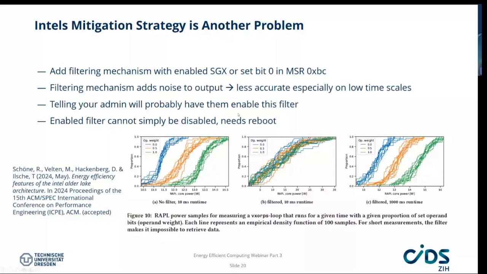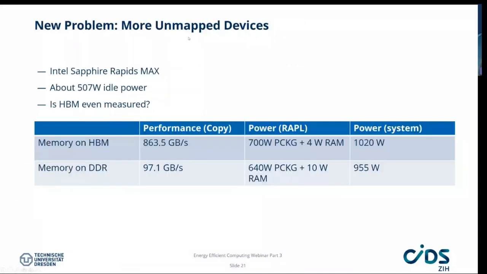Okay. The other problem is that you have some unmapped devices. So here's a measurement on an Intel Sapphire Rapids Max system. And here we have a stream measurement. We once put with NUMA control all the data on the HBM memory and once on the DDR memory. And yeah, on HBM, we have a higher bandwidth. Who would have expected that? And we also have a different power consumption. The power consumption goes up to 700-watt package plus 4-watt DRAM for HBM and 640-watt package plus 10-watt DRAM.